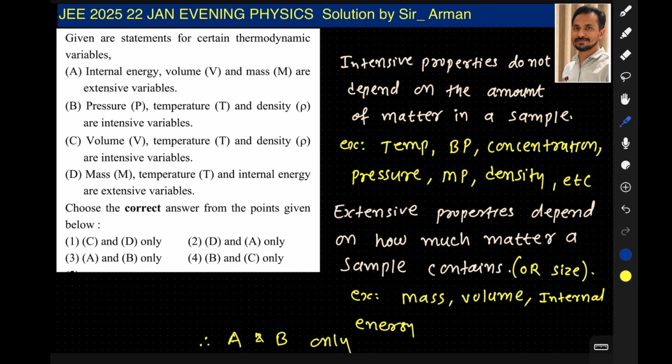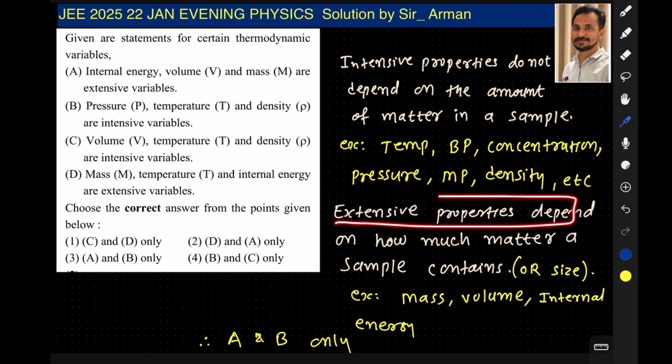एक्सटेंसिव वो हैं जो डिपेंड करते हैं on how much matter a sample contains, या फिर साइज़ पर. ओके, सो जैसे मास है, अगर उसमें ज़्यादा अमाउंट है तो मास अमाउंट पर डिपेंड करेगा, राइट. वॉल्यूम सिस्टम की साइज़ पर डिपेंड करेगा, या फिर इंटरनल एनर्जी, क्योंकि इंटरनल एनर्जी मास पर भी डिपेंड करेगी सिस्टम की, राइट.